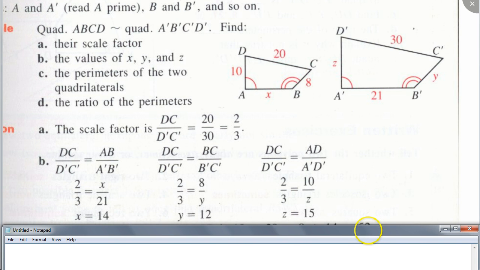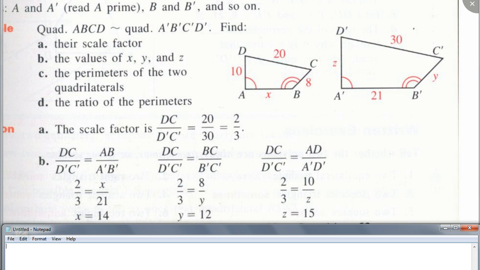For y, did you guys get 12? Yes. How many people got 15 for z? Easy enough? Yes. All right, then let's see.